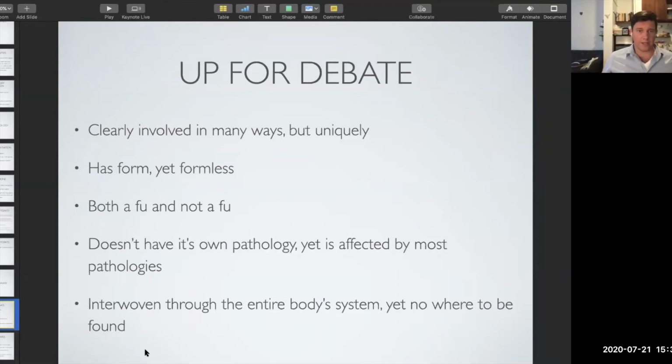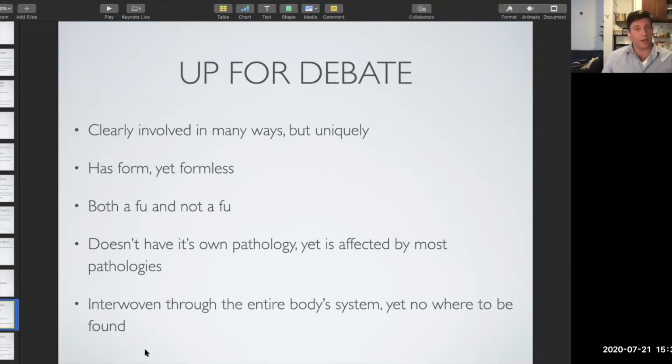The Sanjiao is clearly involved in a ton of different ways in the body, but it's doing it in a way that is very different from how the rest of the organs are. It has a form in the body. It's this net, it's this sac, it's this connective networking function, but at the same time, it doesn't have a form. There isn't a place that you can point to and say, that's the Sanjiao. It's both a hollow organ, but it's also not a hollow organ.